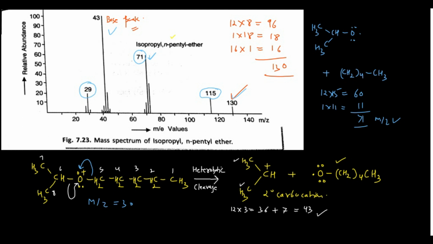Okay, so I hope you understood the lecture well. So this is how we can explain the mass fragmentation pattern of the aliphatic ethers. In the next class, I will try to explain the mass fragmentation pattern of the aromatic ether as well.